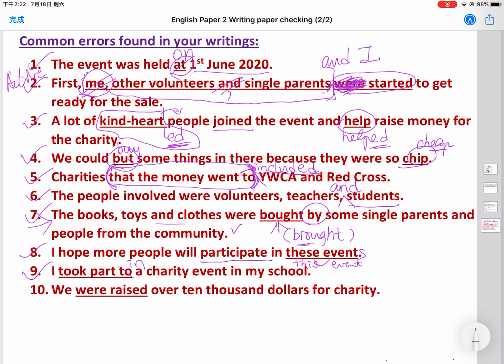So pay attention to that. I took part in a charity event in my school. Number 10, we were raised over $10,000 for charity. Good for you. But who raised $10,000? Who helped raise $10,000? I think it's you, right? It's we, the people, right? So I think for this sentence, it should be used in active voice instead of passive voice. So the sentence should sound like this: we raised over $10,000 for charity.